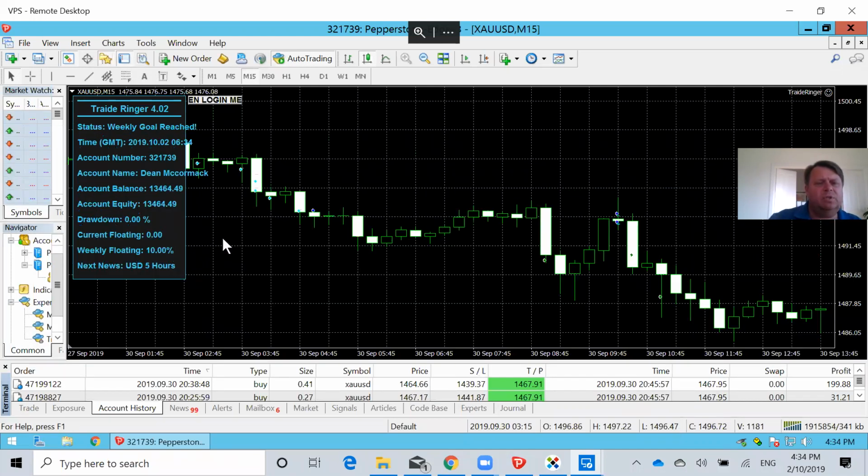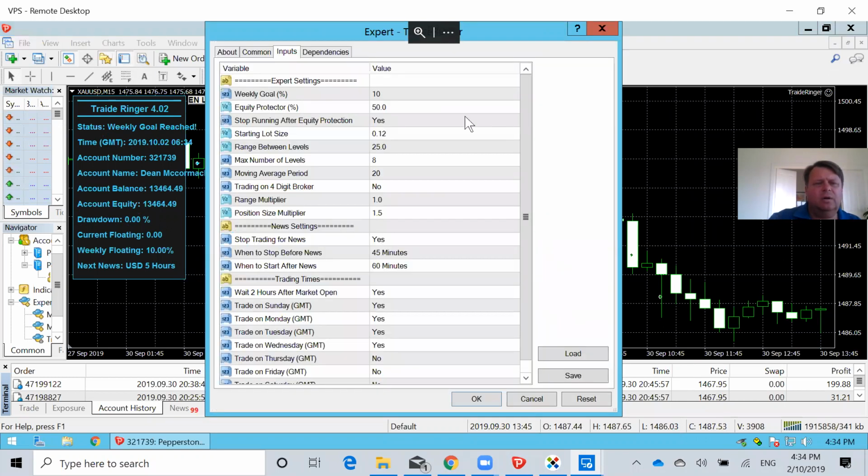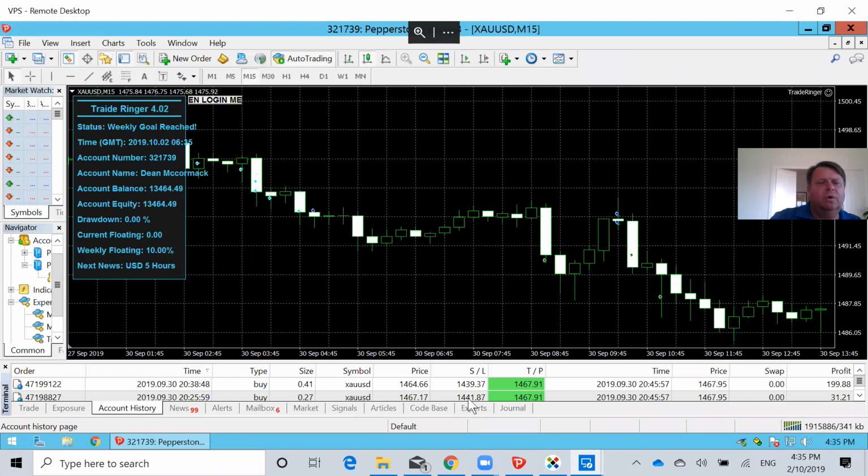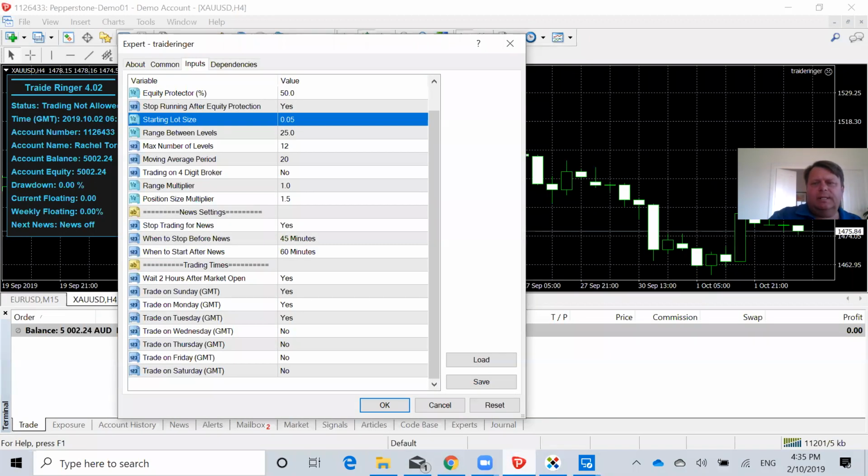All right, so all I have to do is come in here, I open up my settings. All right, and I go, yes, and my starting lot size now will be 0.13. Okay. All right, and that will be ready to go next week, Monday morning. It will automatically start trading for me after that first 2 hours of trade time has been up and running. All right, so that's it. We go, okay.